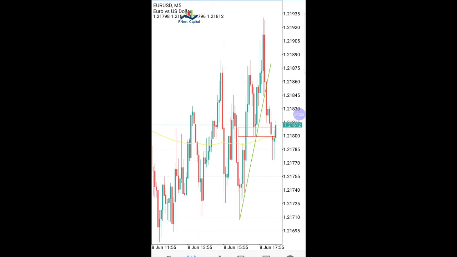Okay, so I'm going to wait for this 5-minute candle to close above this level. If it does, we buy. If it doesn't and still comes back below this level and closes below this level, I'm selling again. All right, so let's see how it goes.